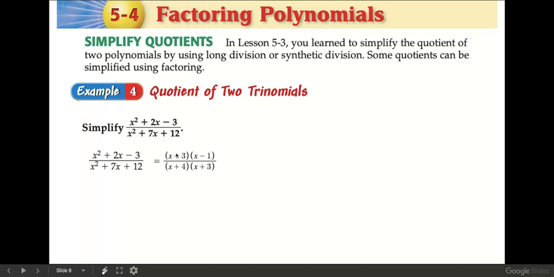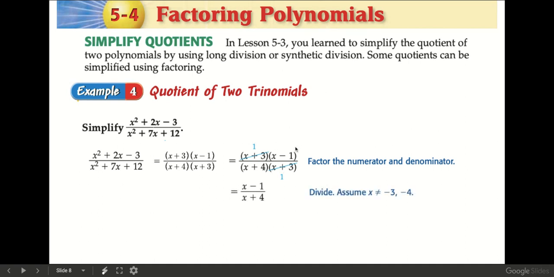What do you notice about these two factors on top and bottom? They're exactly the same. I can see the factor x plus 3 in the numerator, and I can see x plus 3 in the denominator, and they would cancel each other out, right? Or give you 1 over 1, right? So the factor in the numerator and the denominator would cancel each other out. And so it would just leave me with x minus 1 over x plus 4.